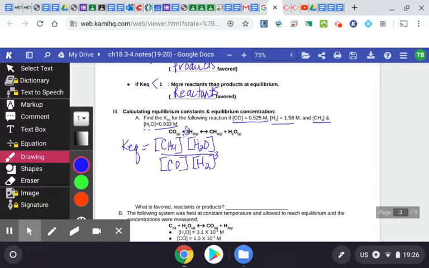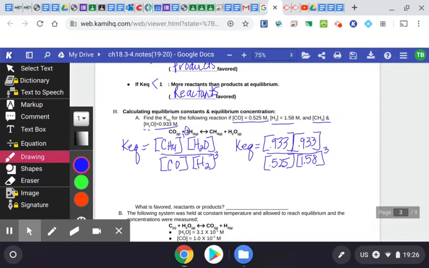They gave me the concentrations of all 4 of these, so I'm going to plug them into the equation now that I just wrote there. So the concentration of methane was 0.933 molar. The concentration of water is also 0.933 molar. The concentration of carbon monoxide there is 0.525 molar. And the concentration of hydrogen gas is 1.58. And that is going to be cubed there.